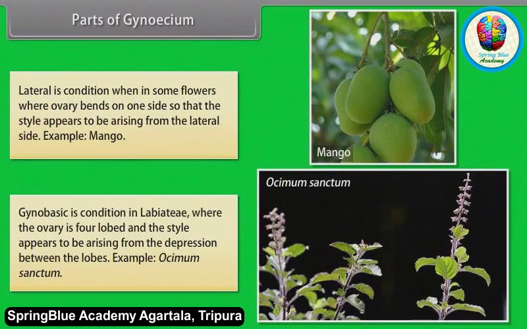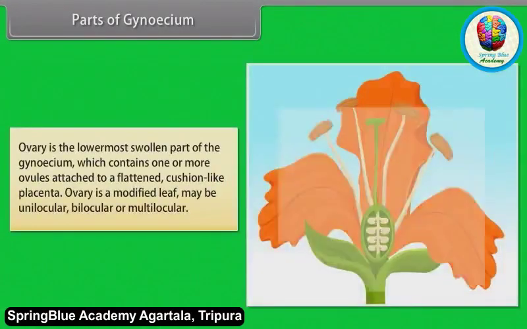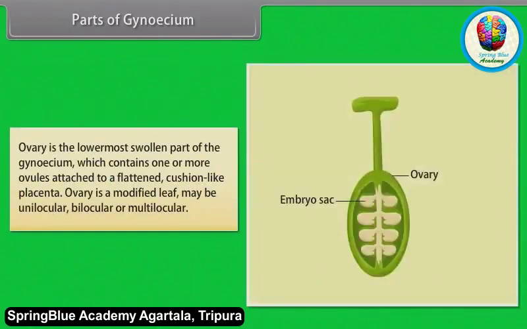Example: Ocimum sanctum. Ovary is the lowermost swollen part of the gynoecium, which contains one or more ovules attached to a flattened, cushion-like placenta. Ovary is a modified leaf, may be unilocular, bilocular, or multilocular.